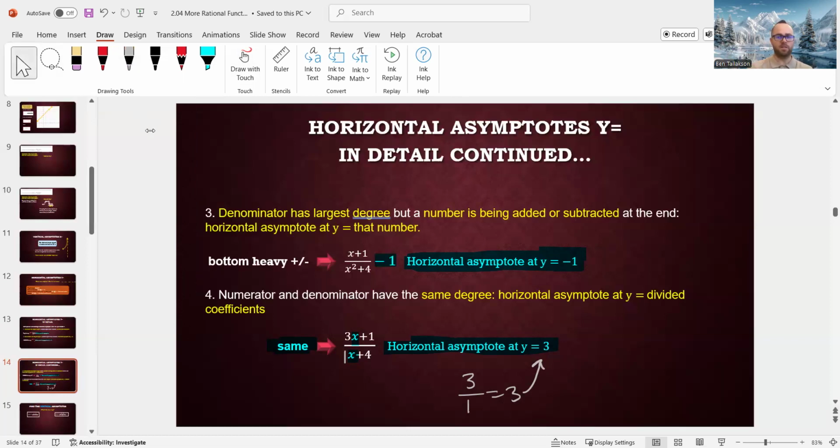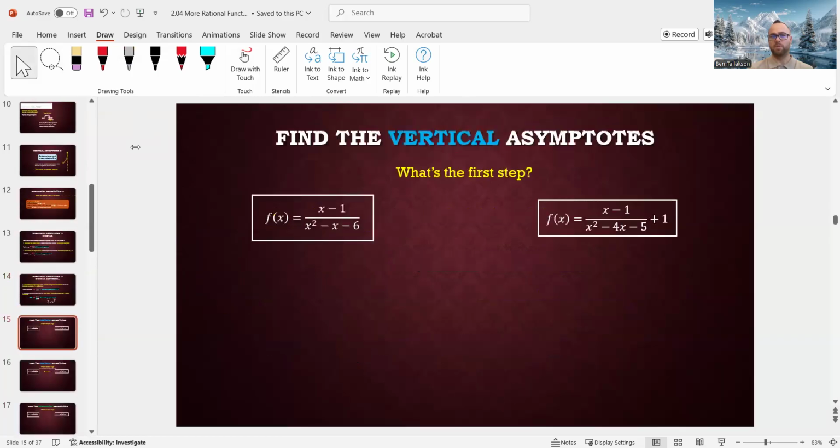Okay, review this. This is how you determine horizontal asymptotes, especially if there's more than one. So let's practice. That's right. It's time to practice. Let's see if it's sinking in. And if it's not, that's okay. We're just starting. You're just starting to learn about this, right?